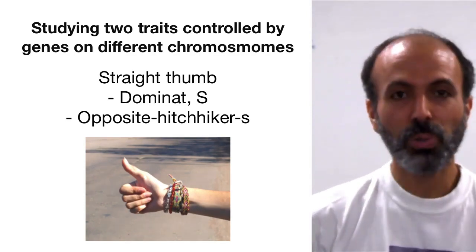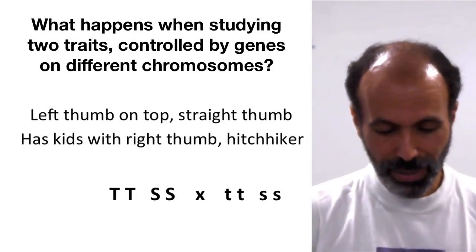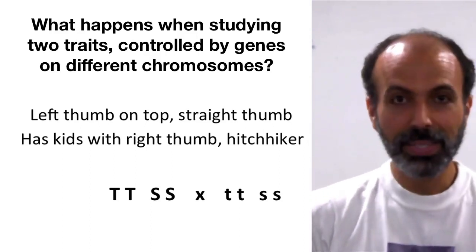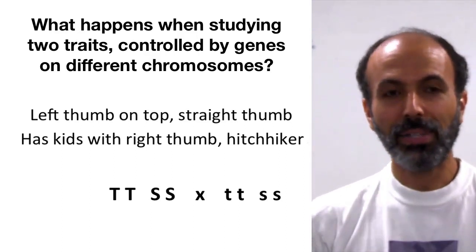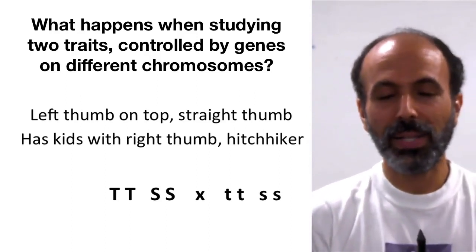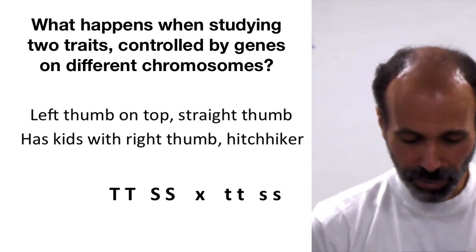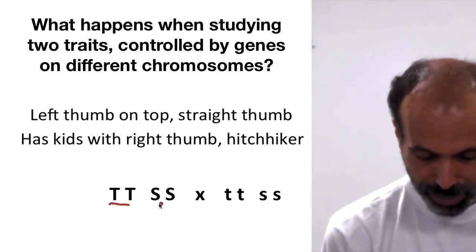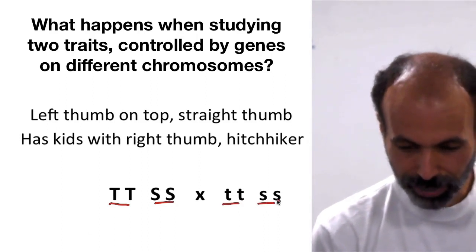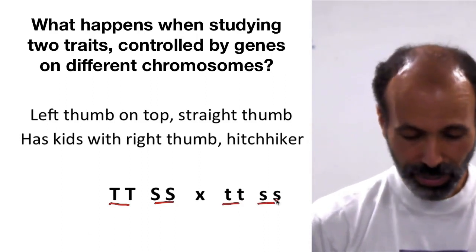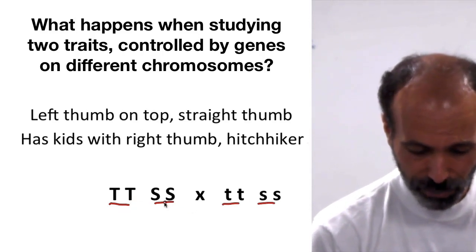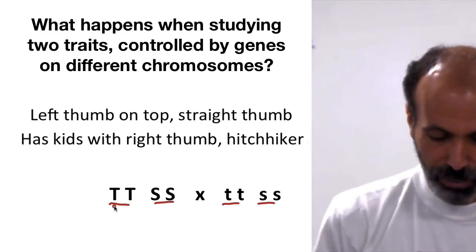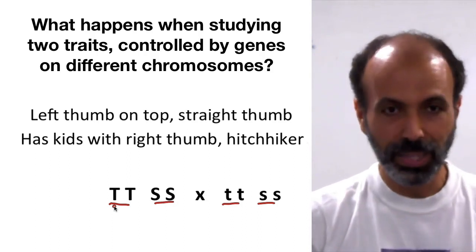So let's say you were following the inheritance of these two traits together. Let's do a hypothetical example. Let's say you have a dad who has left thumb on top and straight thumb, having kids with a mom that has right thumb on top and hitchhiker thumb. Let's use these letters to make it a little easier to follow: big T, big S, crossed with little t, little s. So in this case, S refers to straight versus hitchhiker, and the T's to left versus right, where capital T is left.